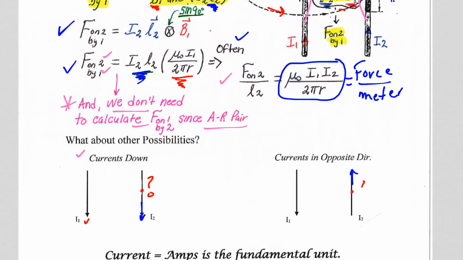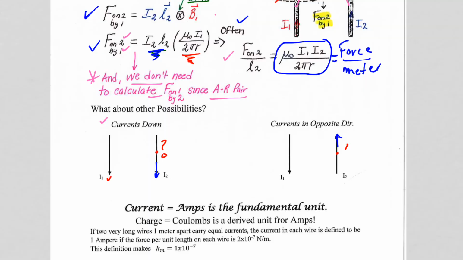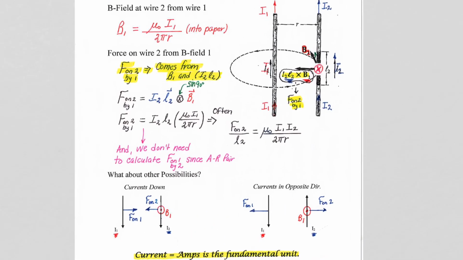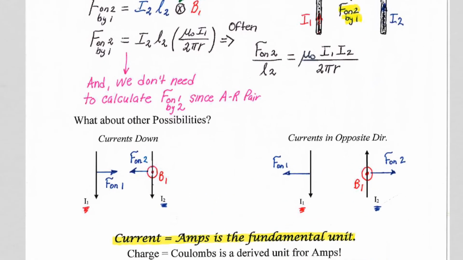All right, hopefully you have tried that. Let's unpause and go to the next page and see what we have. Okay, so here we have B1 is out of the paper. Why is B1 out of the paper? Well, we have IDL cross R hat. So let's do IDL cross R hat. If you right-hand rule IDL cross R hat, that is a thumb out of the paper.